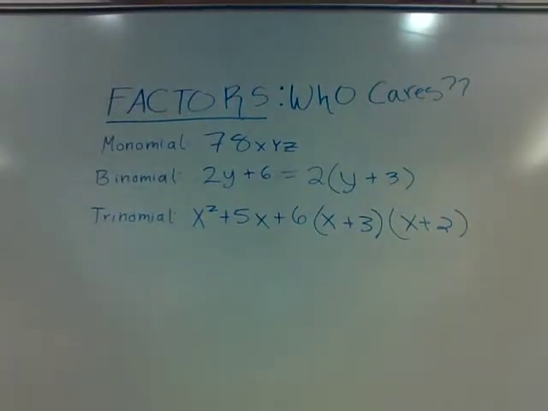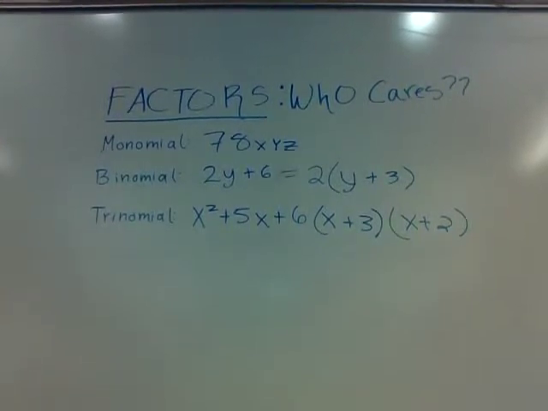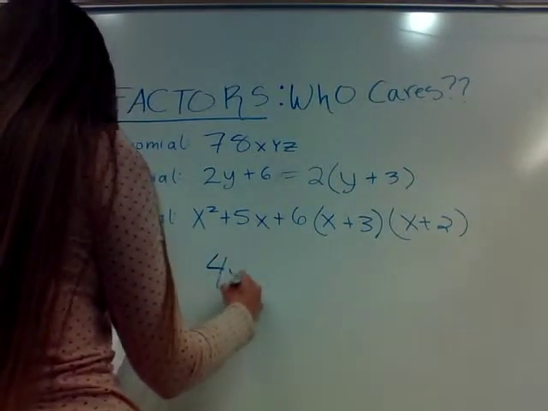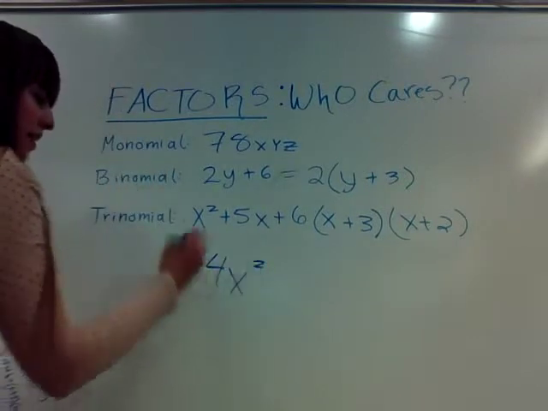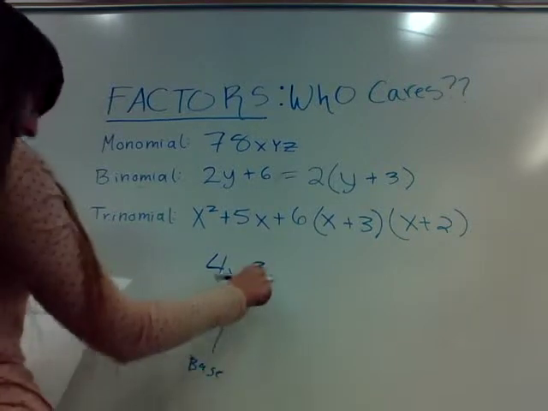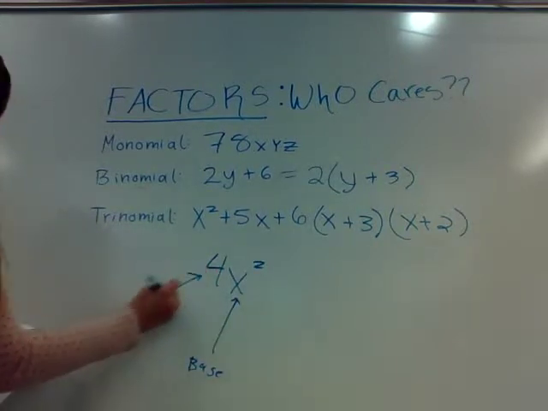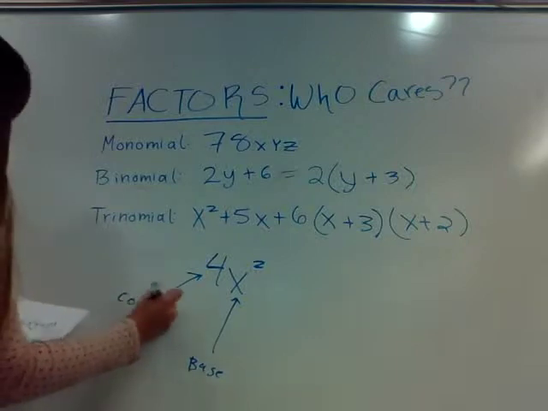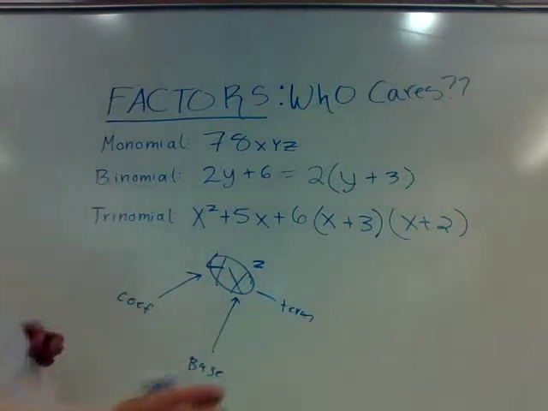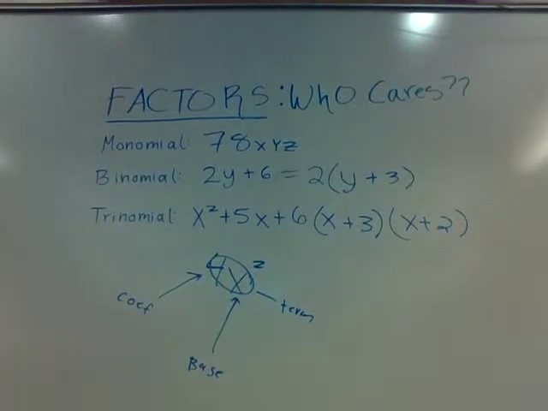I'm also going to talk real quick about factoring polynomials with exponents. Again, just a few definitions. We take into consideration 4x squared. The base of this is the x. That's the exponent. The coefficient is this number out front, and the whole term is the 4x squared. And so there are a couple of rules when dealing with exponents.